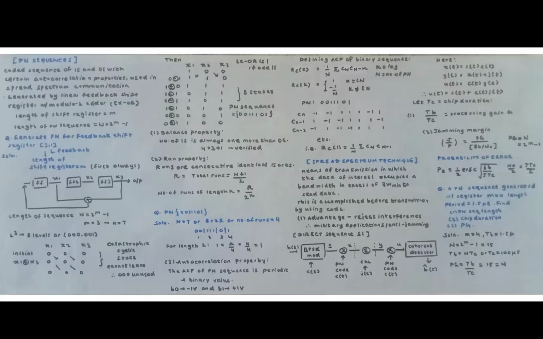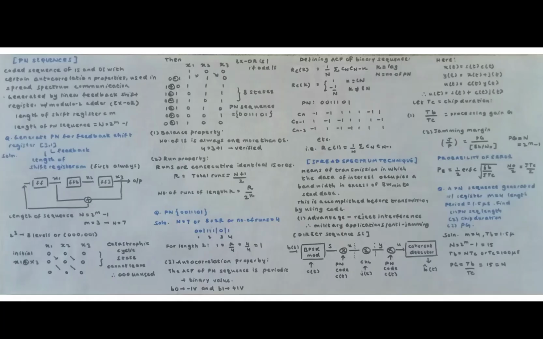So let's say the question is: generate a PN sequence for the feedback shift register [3, 1]. Then the first number in that square bracket is always going to be the length of your shift registers. So the number of shift registers is 3, and the second one is feedback. What this means is that your feedback is coming from x1 and x3. So you'll see that there is a line drawn from the output of the first flip-flop and the third flip-flop, and that feedback is fed back into the first flip-flop.